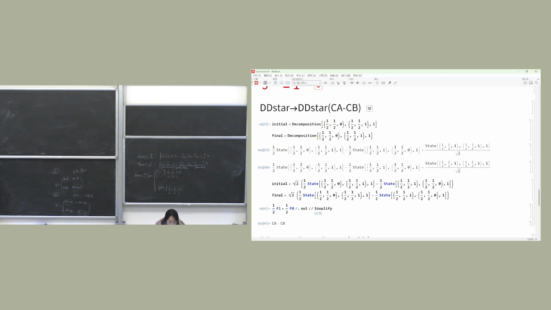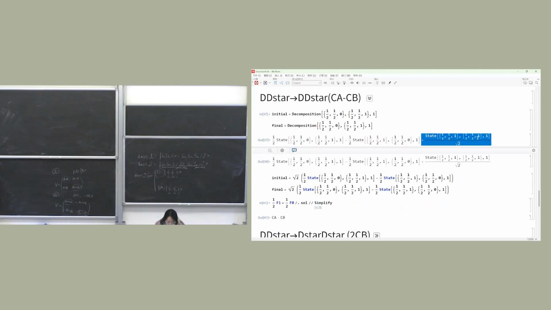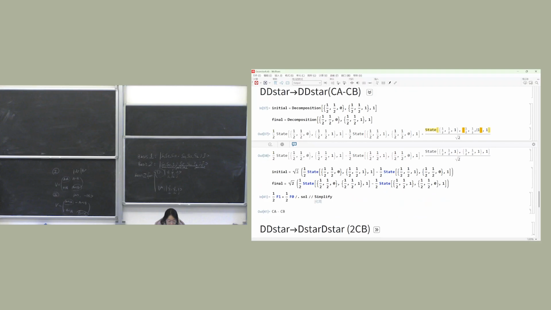After decomposition, these two states basically represent the basis. But actually, this state doesn't exist. So here I rewrite the initial and the final state. I just represent the first two terms and omit the last term. Why do we omit the last term?